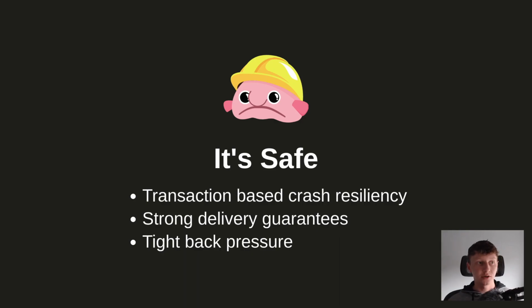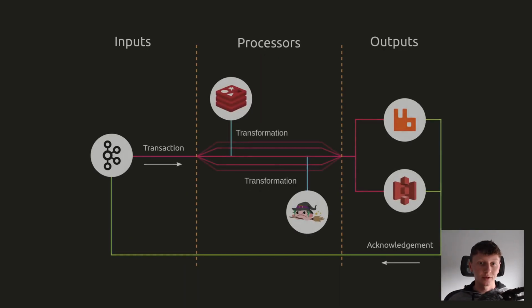And with this architecture also comes tight back pressure. So if the outputs become unavailable for whatever reason, Benthos will just gracefully stop consuming messages, so it doesn't just fill up the memory on your disk, and then subsequently when the outputs become available again, it will just gracefully start processing messages. And this is what the architecture looks like.